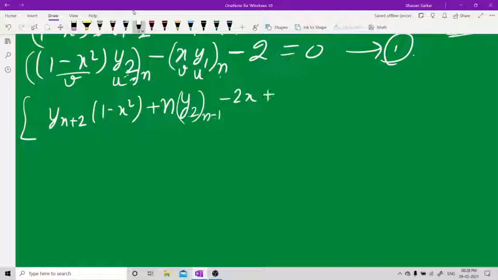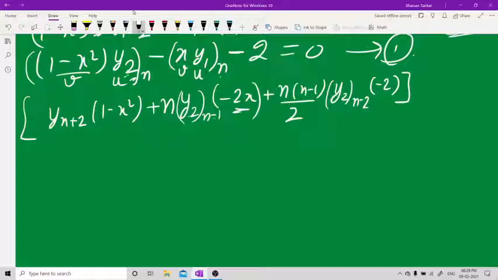Minus 2x. Now again, nC2, n into n minus 1 by 2 factorial, where 2 factorial is nothing but 2, will come and this will become 2. Now here you have this one. This one will be y_2 and this will be n minus 2, because this is decreasing. Now this derivative will have a derivative, that will be minus 2, and close the bracket. Put this minus sign here.